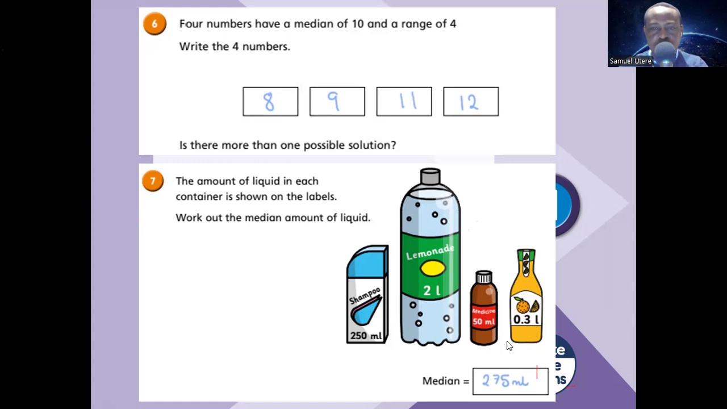Now you should be able to order the numbers from the least to the highest and then work out the median. Of course, you have 4 items here, so the middle values are 2 bottles, and you then need to find the middle value of those. So that's how you're going to approach this to get the answer.